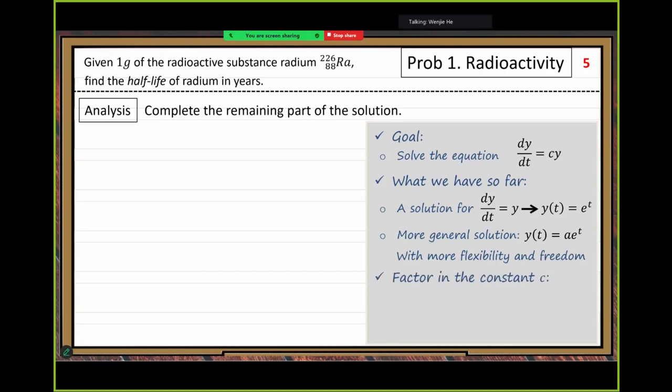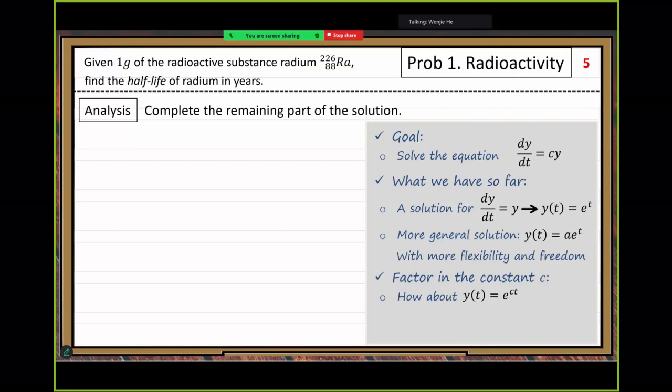But after that, we want to factor in the constant C. But when you factor in constant C, what is the appropriate location for C? That's important. So here, we want to try this location. The exponent location. We put C at the exponent location.